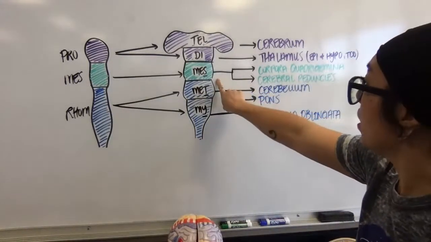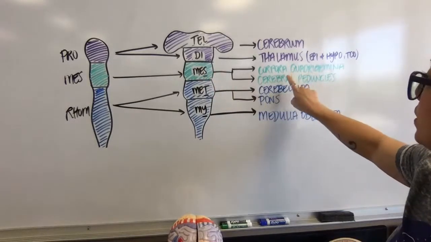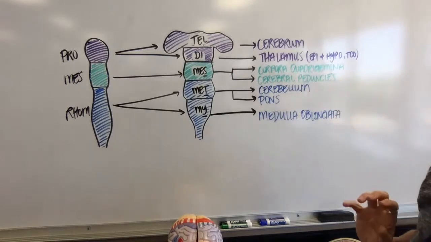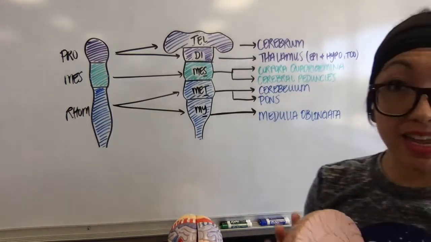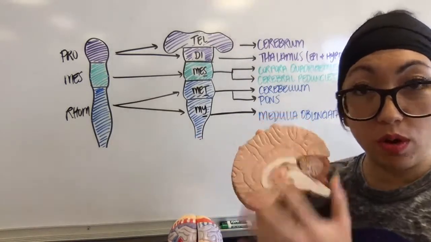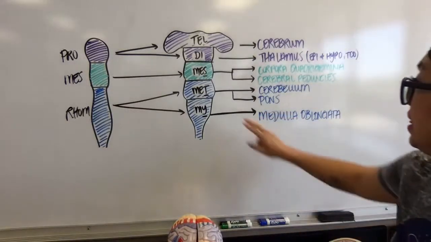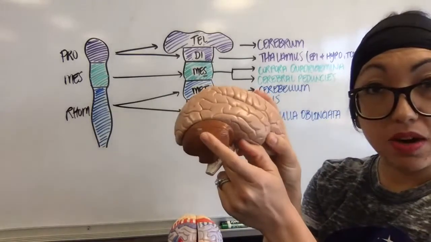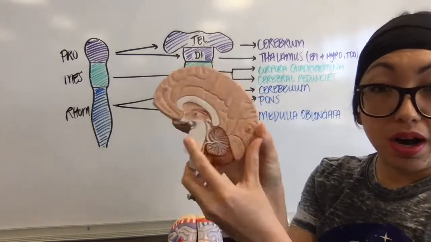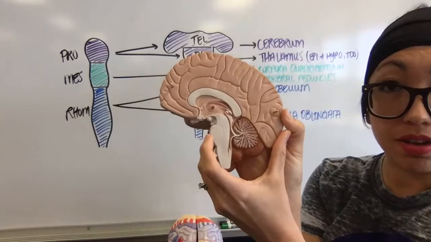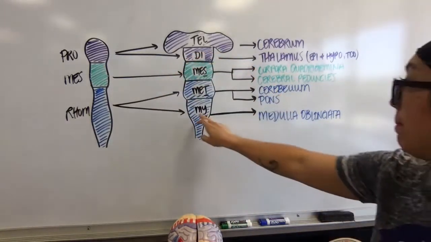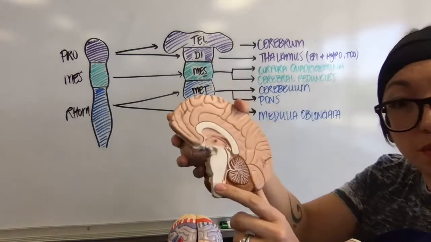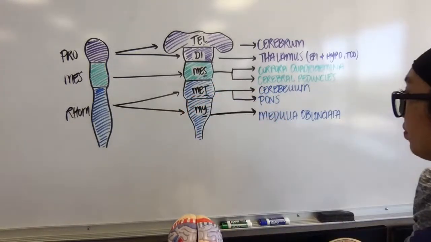And then here, the mesencephalon is going to become the corpora quadrigemina and the cerebral peduncles. Again, I will talk about those more when we go over the brain model. And then the metencephalon will form the cerebellum and the pons. The pons is that structure right there. And then the myelencephalon is the medulla, or medulla oblongata, right there.